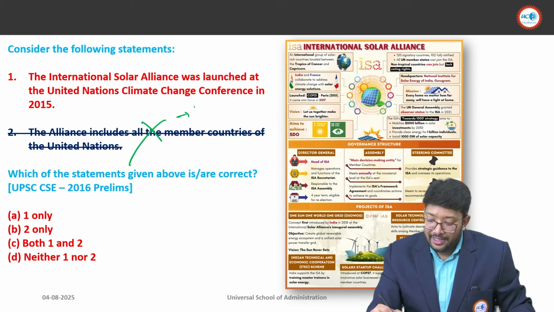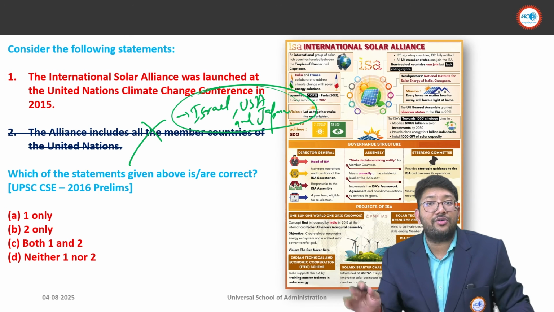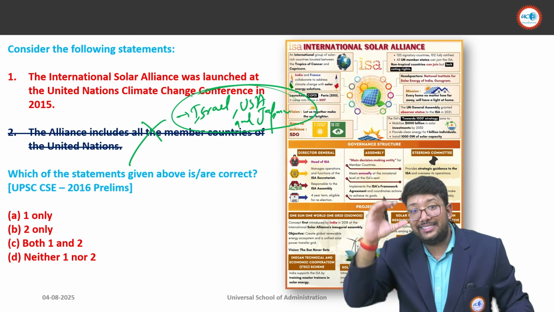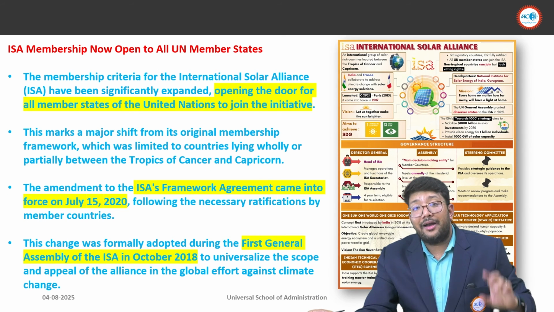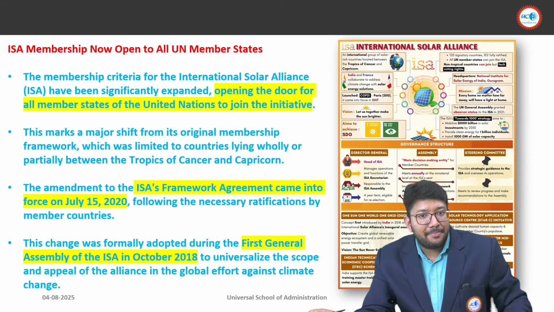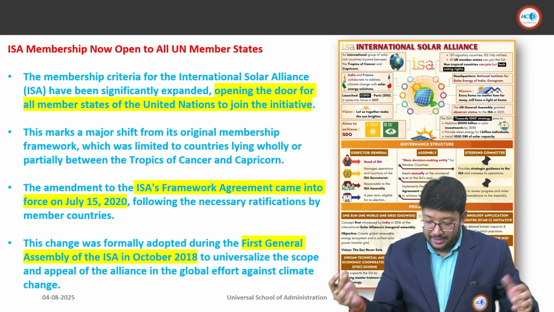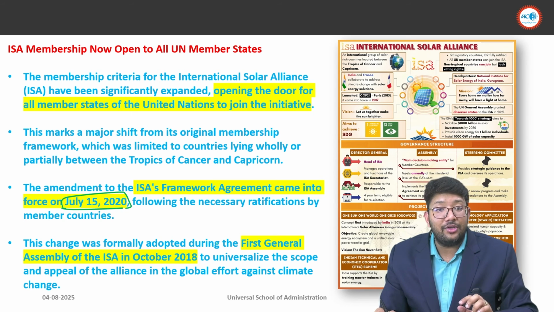And recently Israel, USA and Japan became members of ISA, although these countries do not come exactly between the tropics. You have to remember that. So earlier in 2015-16 only the tropical countries were part of it. It came into existence on July 15, 2020. You have to remember that.